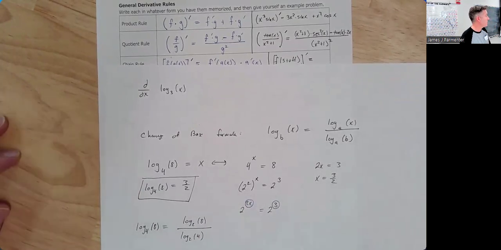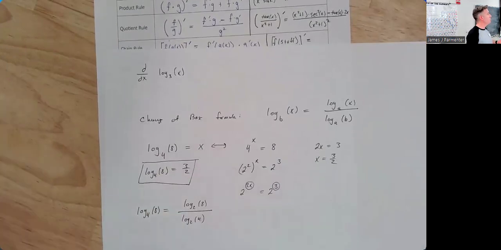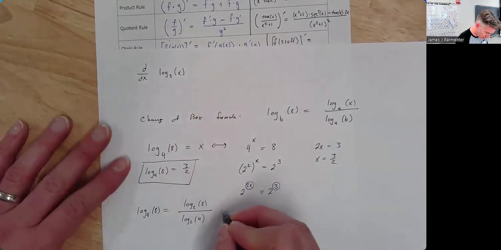But these are things we actually know how to figure out. I'll remind you, in case you've forgotten, when I say log base 2 of 8, what I really mean is 2 raised to what power gives us 8? Let me ask you, 2 to what power equals 8? It is 3, because 2 times 2 times 2 equals 8.